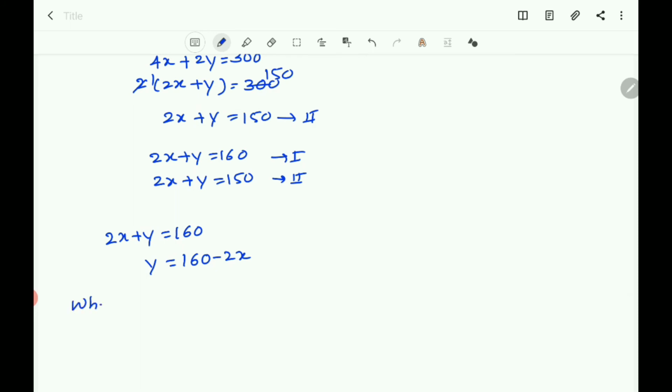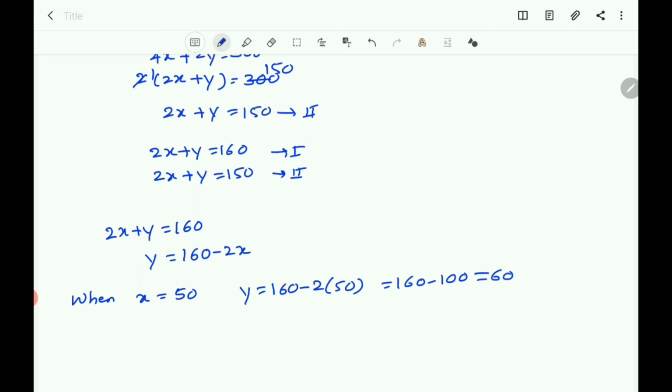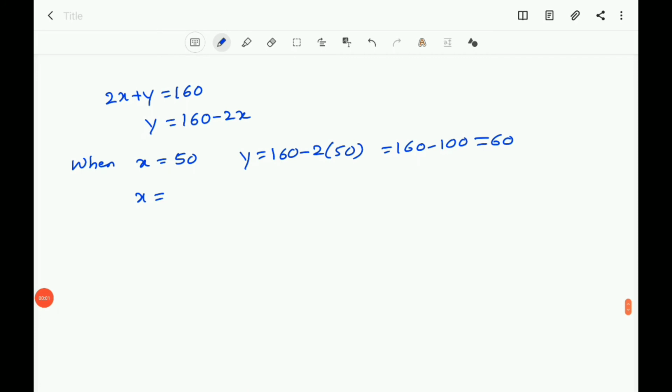When x equals, can take 50. So then y is equals to 160 minus 2 into 50, that is equals to 160 minus 100, then it is 60. Now let us take x equals less than 50 or greater than 50. So let us have x equals 60, then y is equals to 160 minus 2 into 60, that is equals to 160 minus 120, that is 40 here.